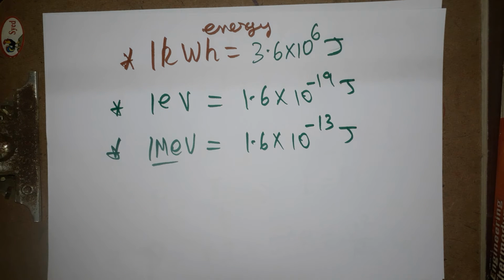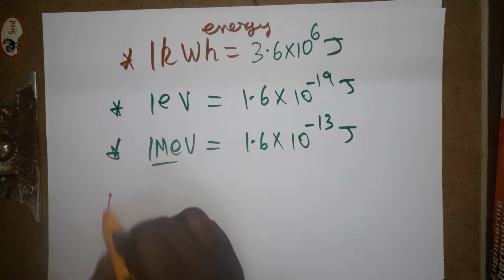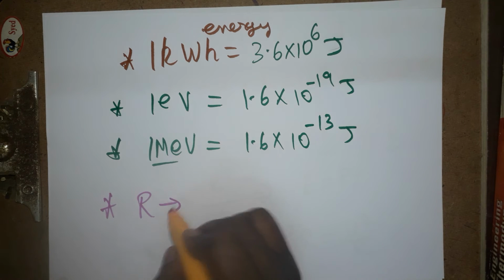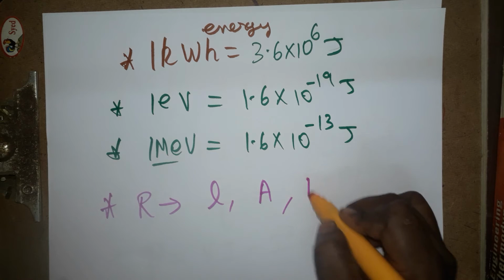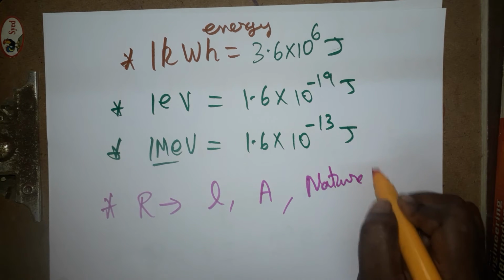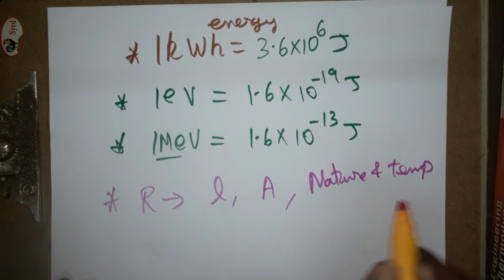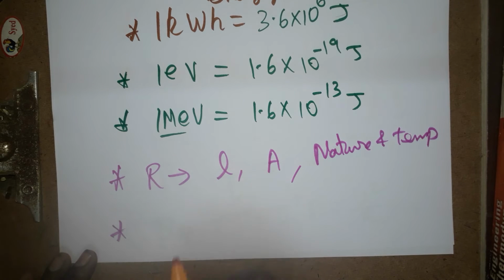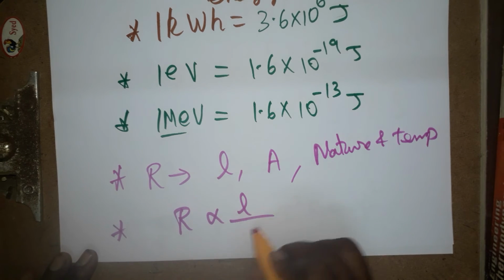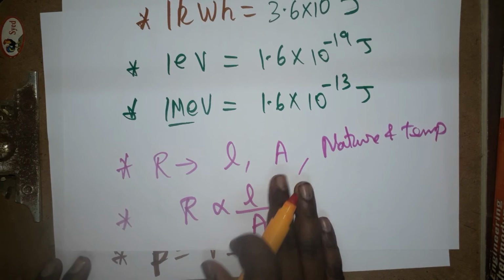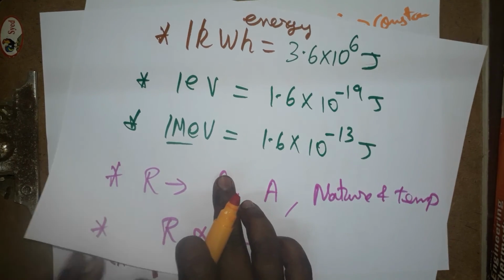Okay, the next topic I am going to take is factors affecting resistance. What are the factors affecting it? Length, area, nature and temperature. These are the factors that affect it. So R is directly proportional to L and inversely proportional to A. Length affects it directly, area affects it inversely.